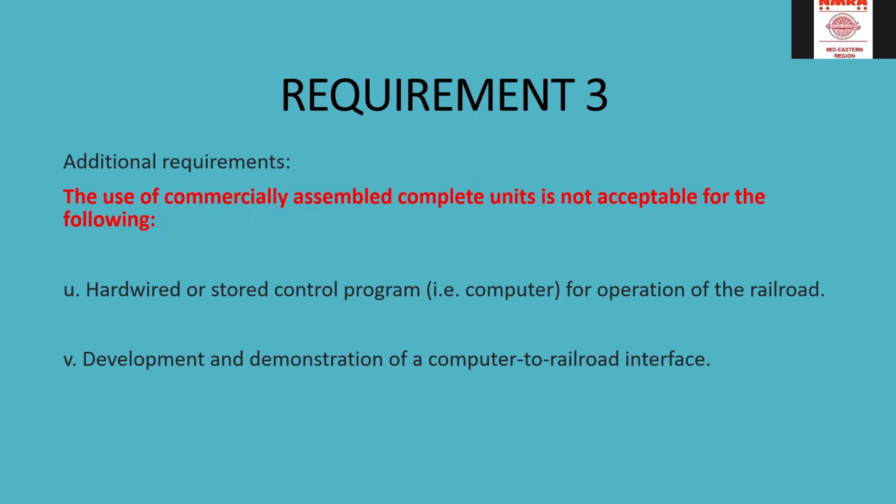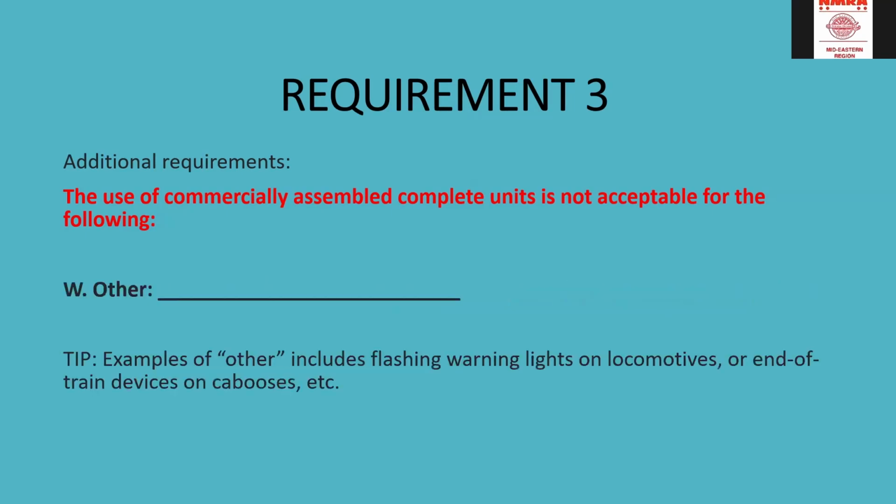Development and demonstration of computer to railroad interfaces. Our circuits has the ability through USB ports and such to link your computer into your command station so that you can talk to it, see what's going on in your layout through the LocoNet, and it also gives us the ability to be able to program locomotives and just see what's going on with our railroad itself. So that computer to railroad interface. And other. That's a ton of things. Examples of others include flashing warning lights on locomotives or end of train devices or on cabooses, etc.